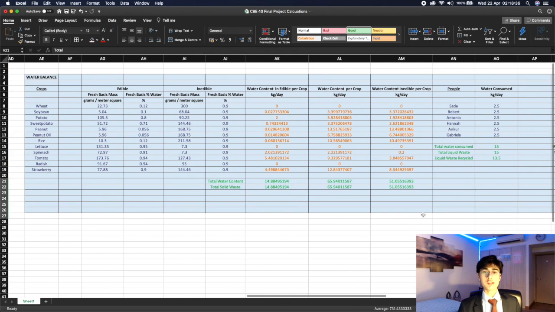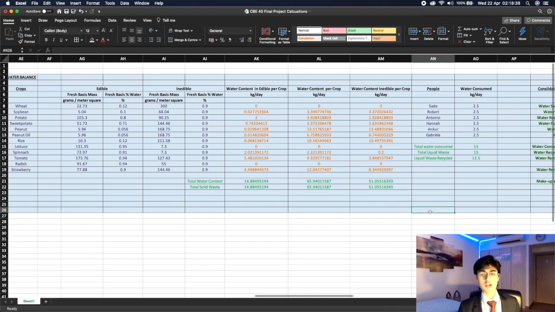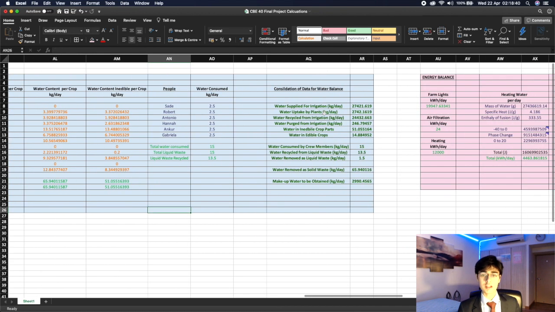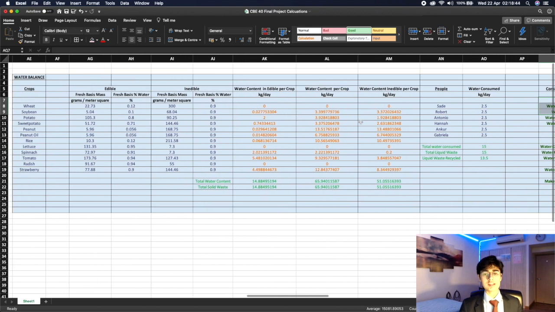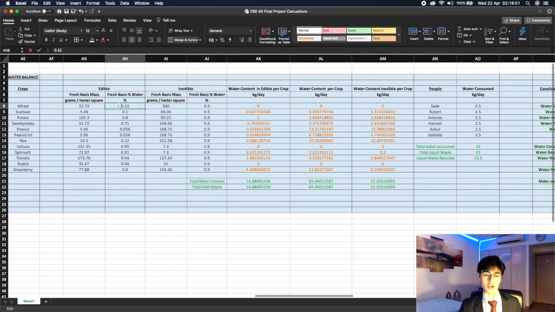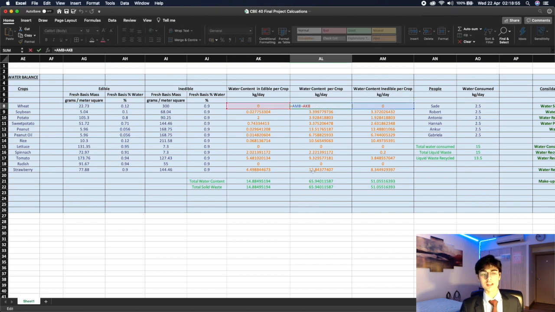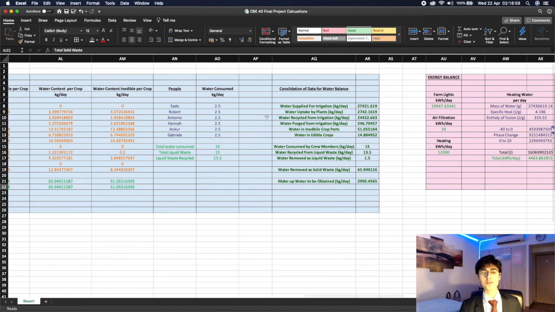Once I knew exactly what crops I was producing and how much, I calculated the water uptake and supplied 10 times that amount. The water that was taken by the plants was assumed to be fully leaving the system in one of two ways, either through the edible or inedible portions in the water content of the crop. The water content in the edible portions was eaten by the astronauts and then removed from the system as human solid waste. The water in the inedible portions of the crop was discarded as unusable crops.